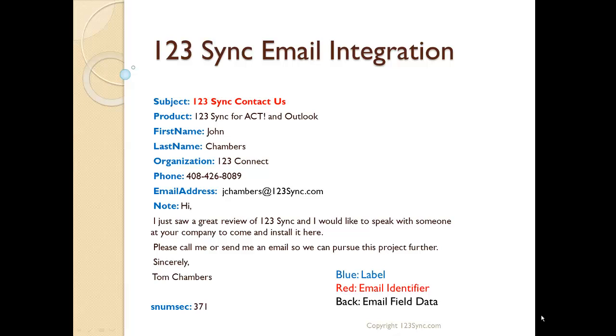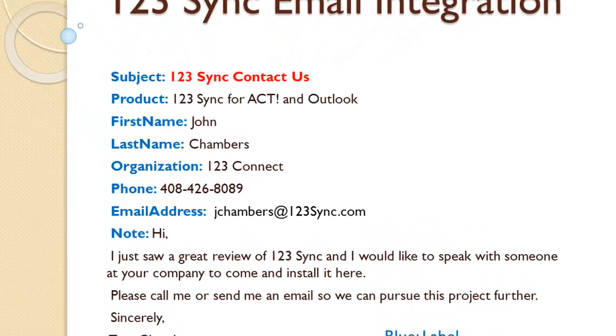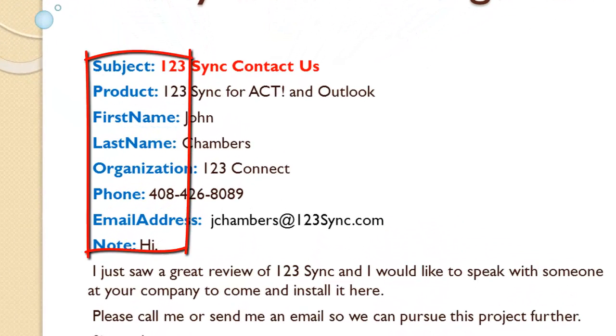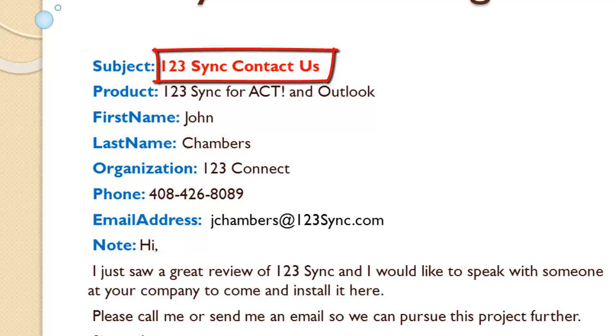Let's look at an email that you receive from a web form. The fields shown in bold blue are the labels. For each label, there's a field value with it. And the red here identifies the email identifier.